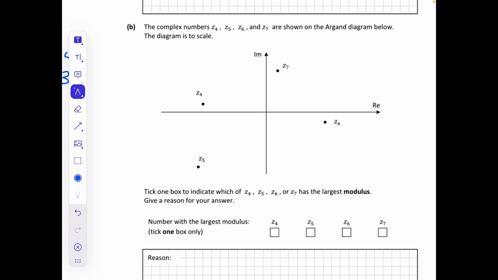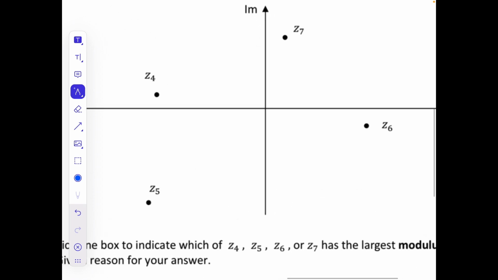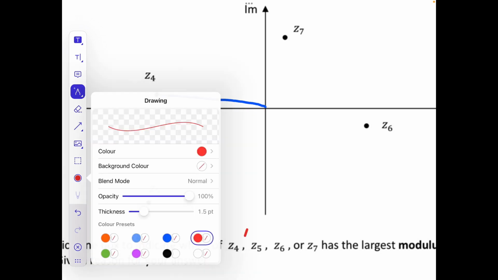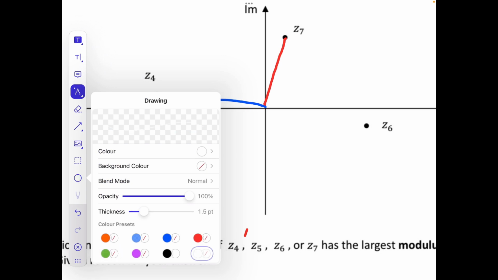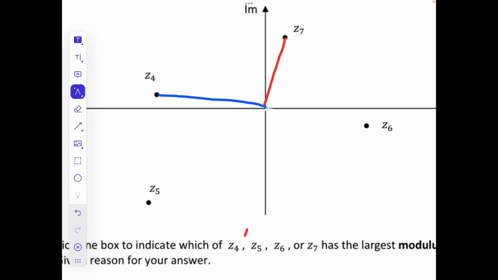Okay, now we don't know the coordinates of, say, Z7 there, so we can't calculate the modulus. But I'm thinking, what do I know about modulus? It's the distance from the point to 0, 0. So I'm going to draw a few lines here. I'm going to draw that line there. Obviously, if you were doing this with pen and paper, you'd be able to take out a ruler and see it a bit clearer.